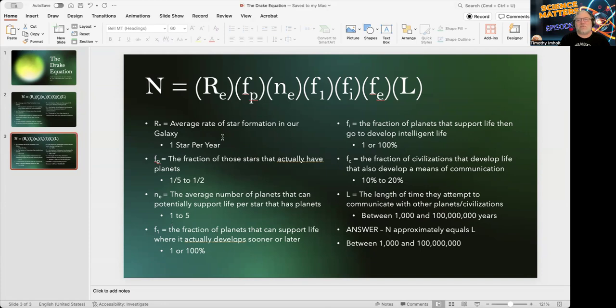So you can adjust the numbers yourself, come up with your own equation. But even if you go back and change this fraction of planets that support life, F1, change that to 10%, you only knock a zero off. So you still got 100 and 10 million. And if you change this, planets that support life and then go develop intelligent life, to 10%, you've now got 10 and a million. So you can adjust the numbers yourself and see what you come up with. But that is the Drake equation.